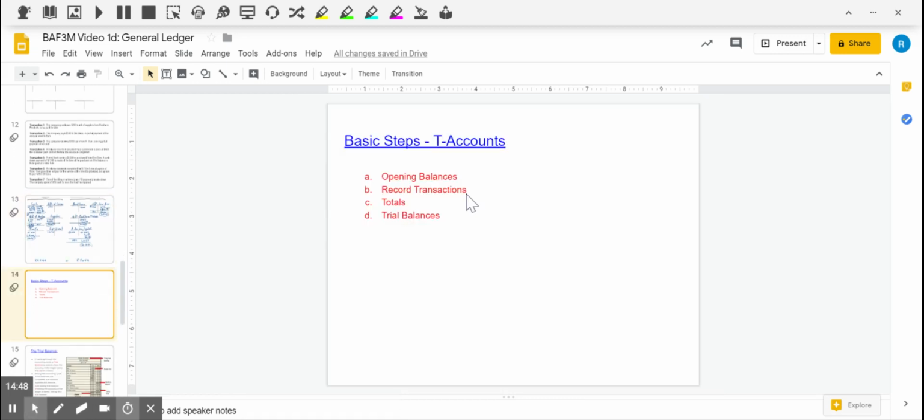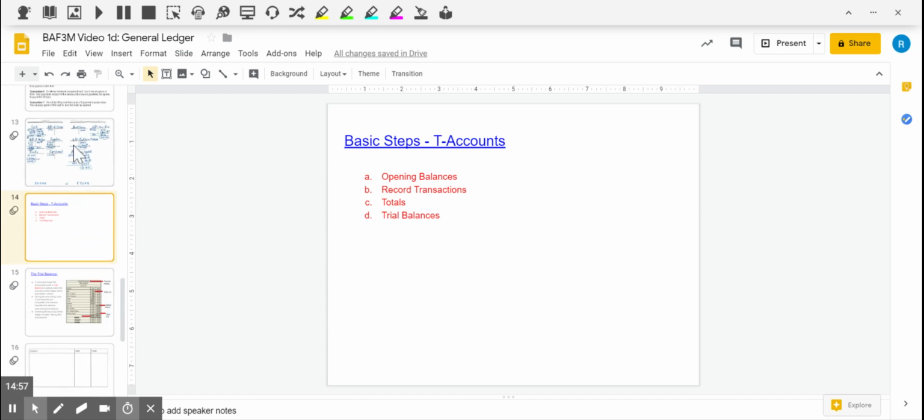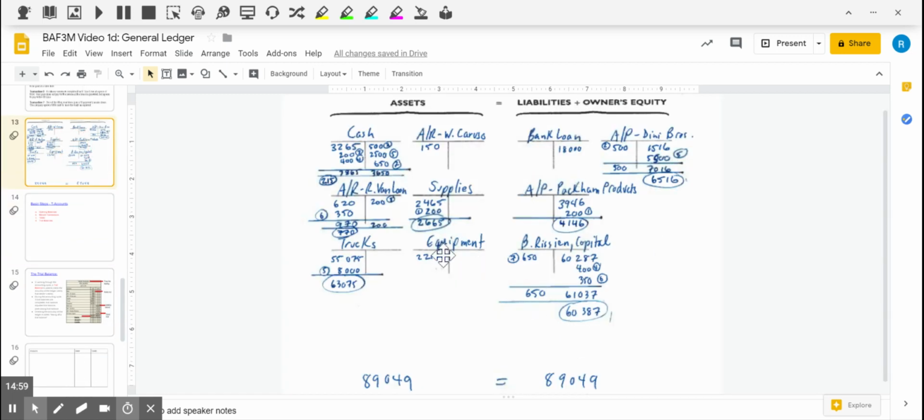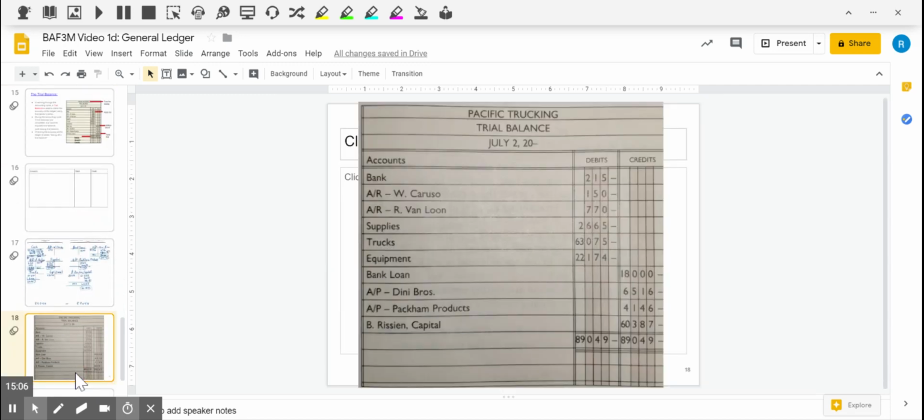So just to review the T accounts. You have the opening balances, you record the transactions, you do the totals like I just did. And the last thing I won't go into much detail on is something we do as accountants to make sure that all these T accounts are good and in balance. These final balances at the bottom of each account that are circled, all we do is we take them and we copy them over to something called a trial balance.